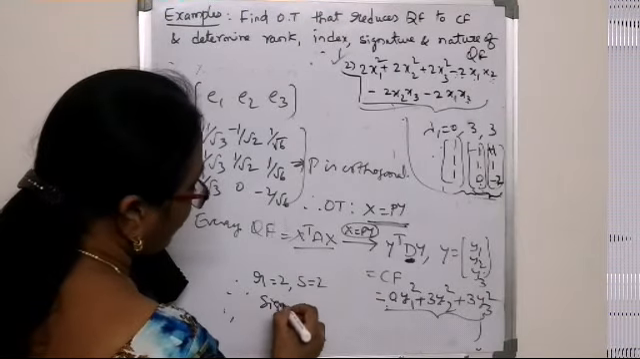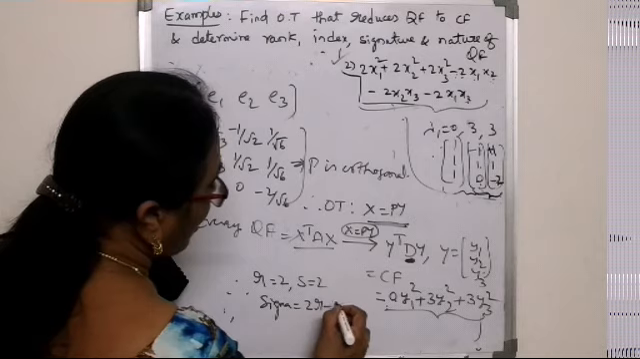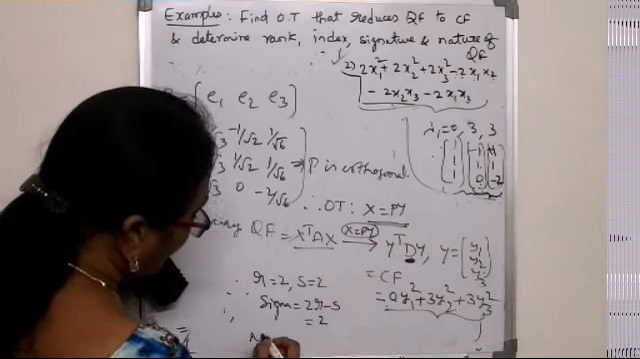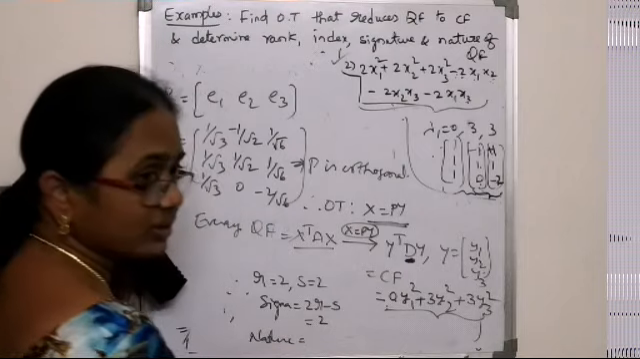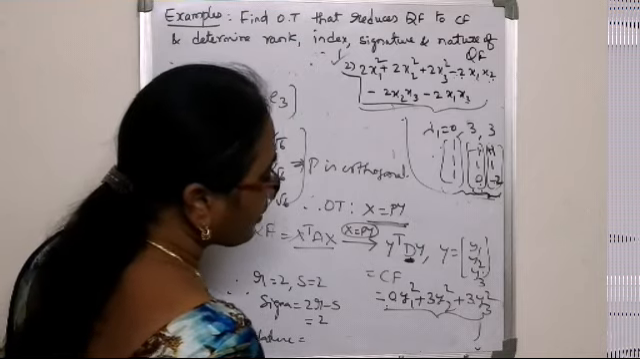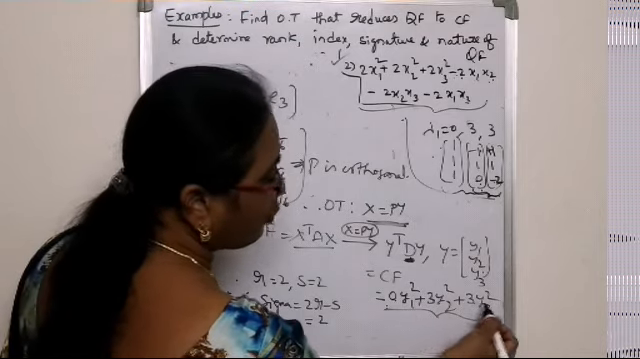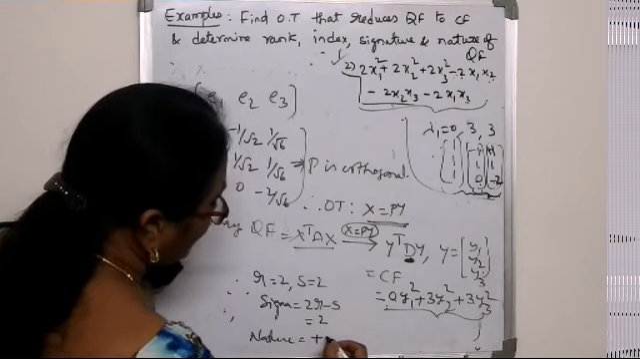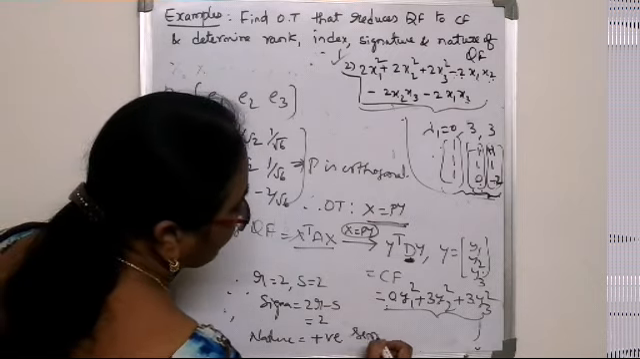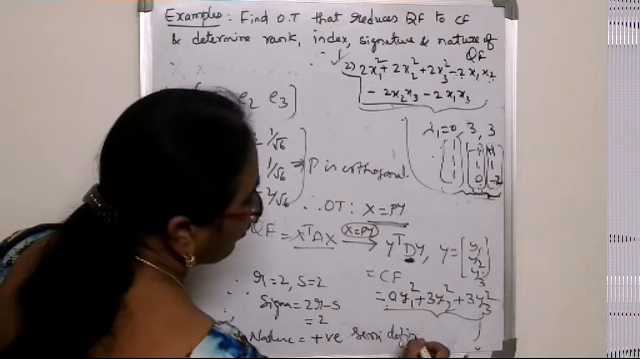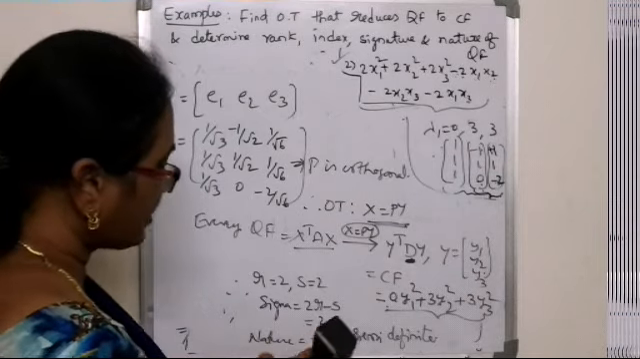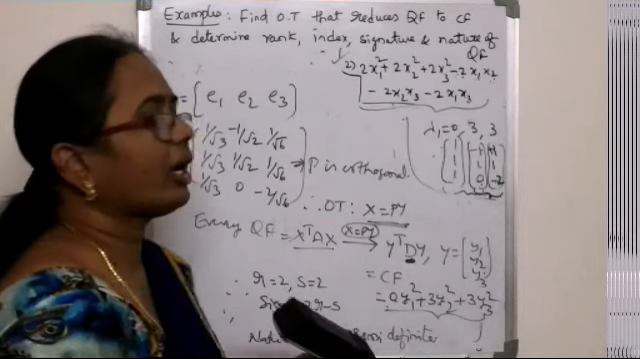The signature of the quadratic form is 2 into r minus s. It is 2 into 2, 4 minus 2, which is equal to 2. And the nature of the quadratic form: out of the three possible terms of the canonical form, we have one zero term and two positive terms. Therefore, we say that the nature of the quadratic form is positive semi-definite. It is positive semi-definite.